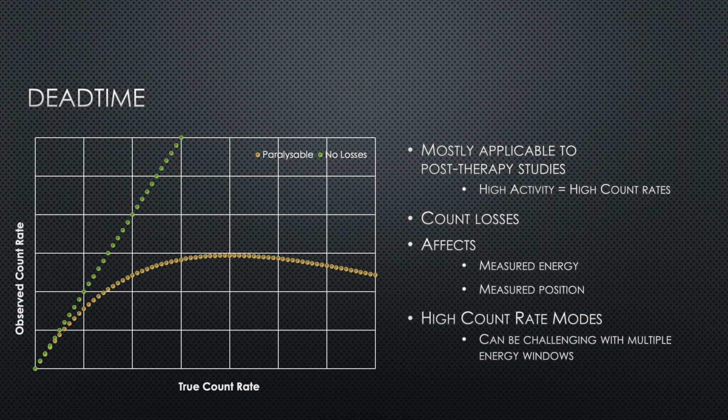Systems tend to have high count rate modes available to them, but sometimes these can be challenging if you're using multiple energy windows, for example, for scatter correction.